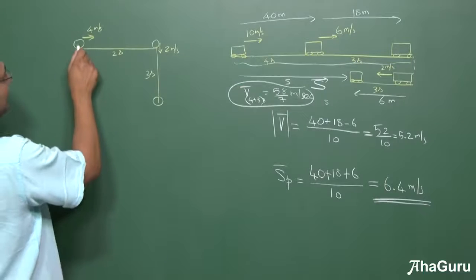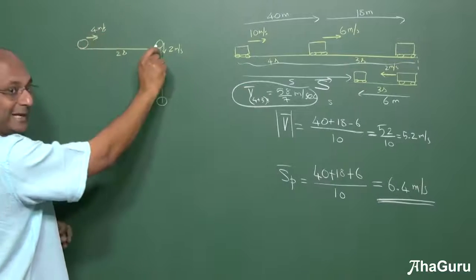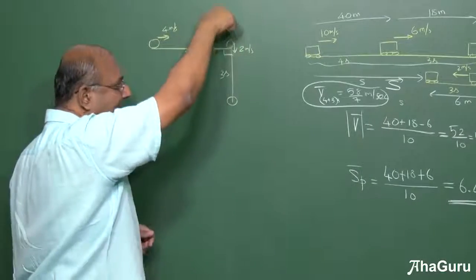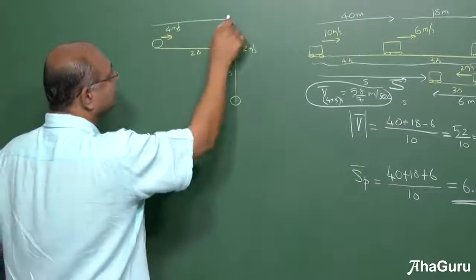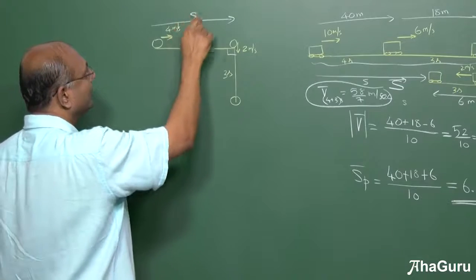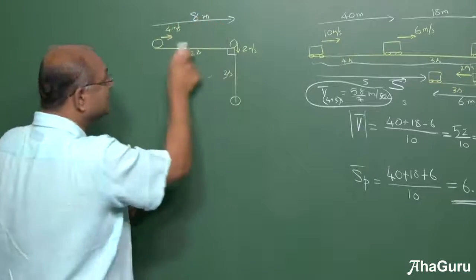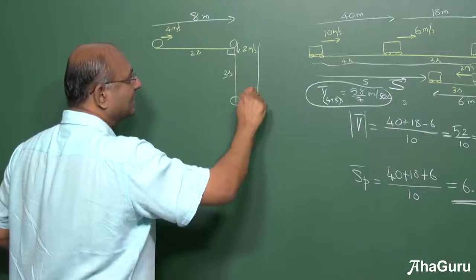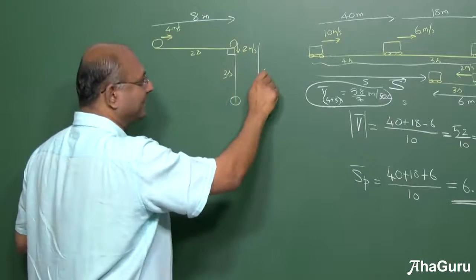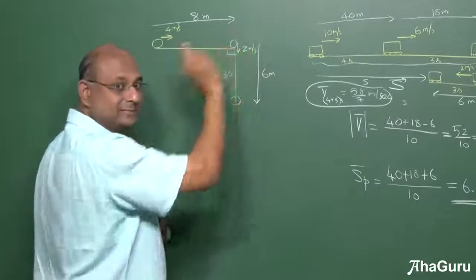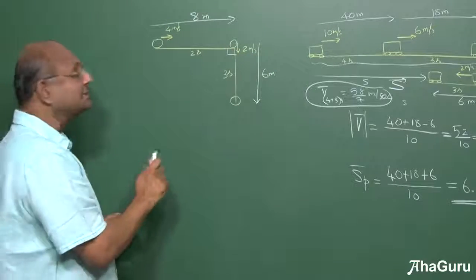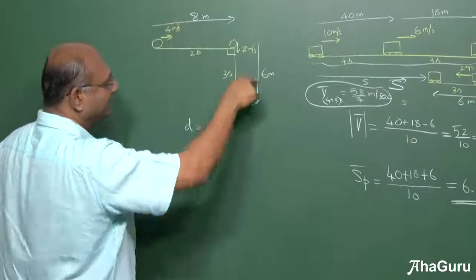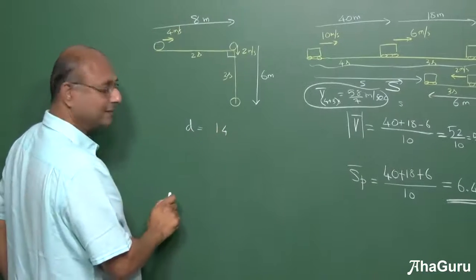In this question, there is an object that is moving at 4 meters per second for 2 seconds, then makes a right turn, a 90-degree turn, at 2 meters per second for 3 seconds. What is this distance? 4 into 2, 8 meters. What is this displacement? 8 meters in this direction. What is this distance? 2 meters per second into 3, 6 meters. What is the displacement here? 6 meters. But what is the overall distance travelled? What is the total distance? 8 plus 6, 14 meters.